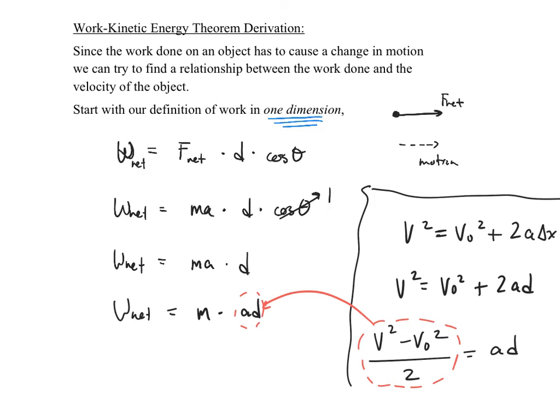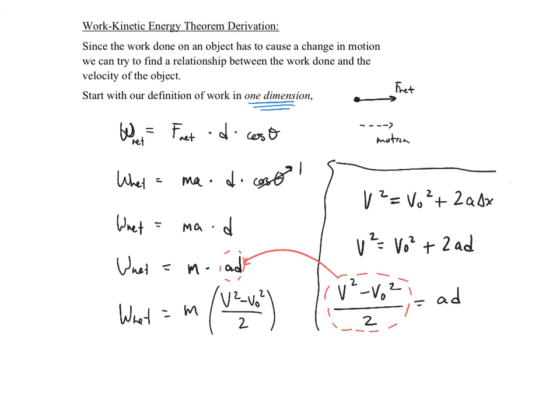And what will we get as a result? We'll get W net. Yeah, good. Equals m times parentheses v squared minus v0 squared, over 2. Agreed. Does anybody see where the kinetic energy comes into play now? It's so obvious that it's not obvious.